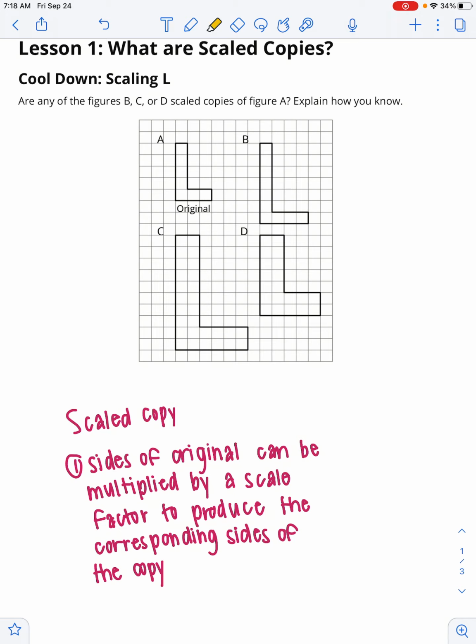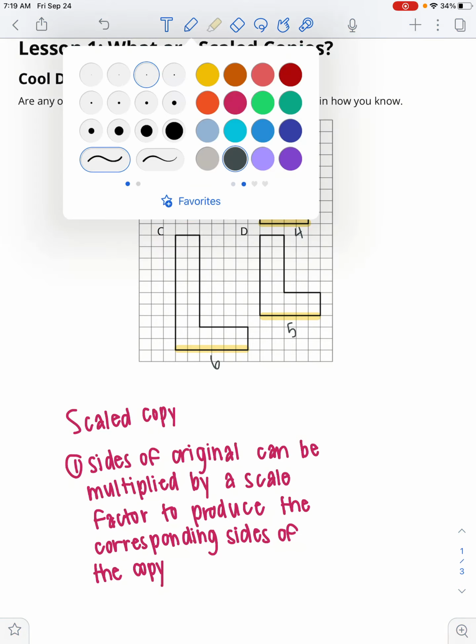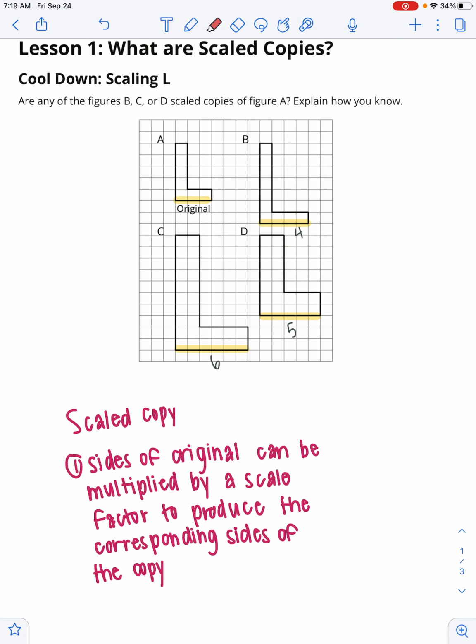Our original is copy A, and we know that the width is 3. I'm going to go ahead and measure the width of all of the other shapes that I see here in this picture. So for example, I can see that the width of B is 4, the width of C is 6, and the width of D is 5. Now, I'm going to do the same thing with the outside height. I can see that the outside height is 5.